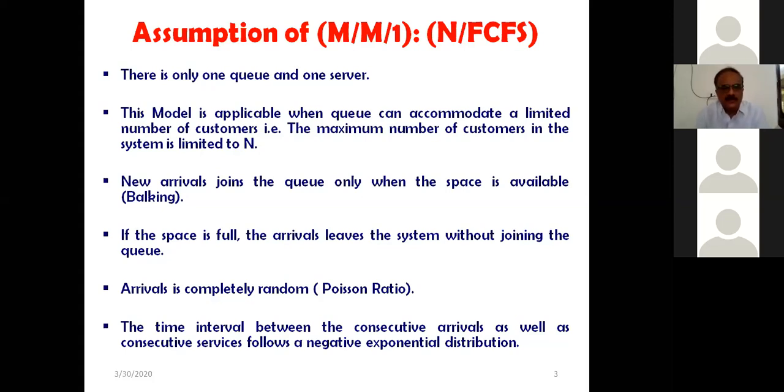bulking, this term refers to model 2, where the capacity is restricted. In this particular model, the arrivals are considered completely random. They are not following a specific rule. They are randomly coming. For example, if a doctor decided to start his clinic at 10 a.m. and continue up to 6 p.m.